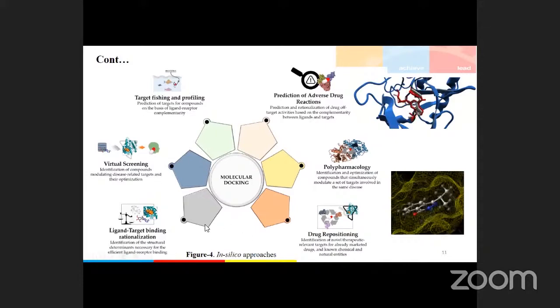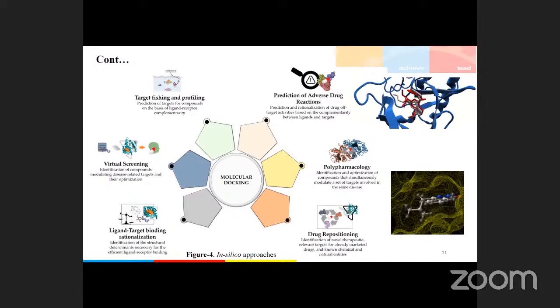It is the prediction of targets for the active compounds on the basis of a ligand-receptor complementarity approach. Apart from this, molecular docking can also be used in the prediction of adverse drug reactions for our active molecules, based upon the prediction and rationalization of drug off-target activities based on the complementarity between ligands and targets. And it can also be used in the area of polypharmacology. Polypharmacology is nothing but identification and optimization of compounds that simultaneously modulate more than one target, major targets involved in the same disease or disorder.